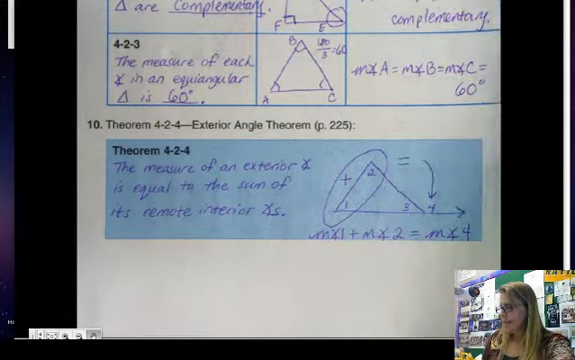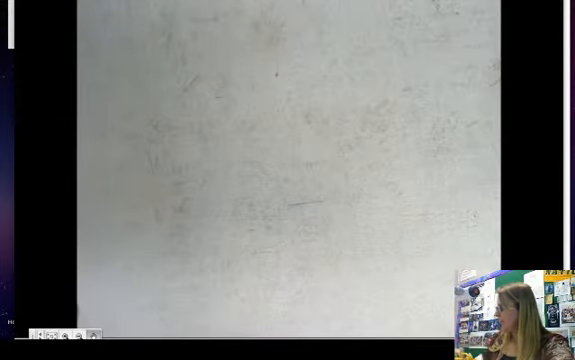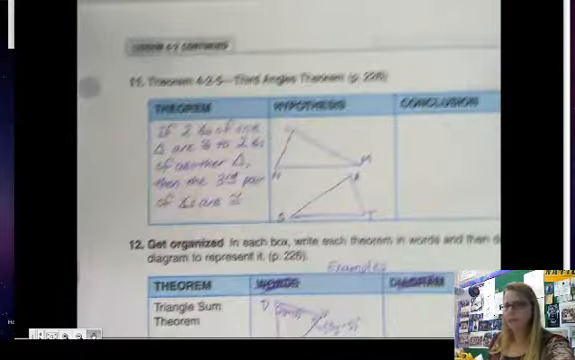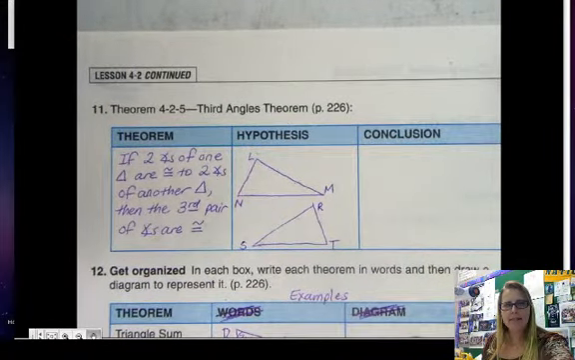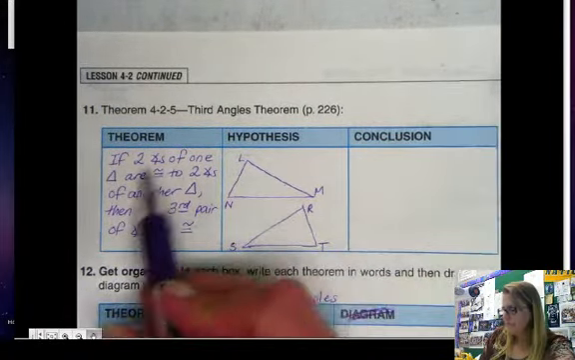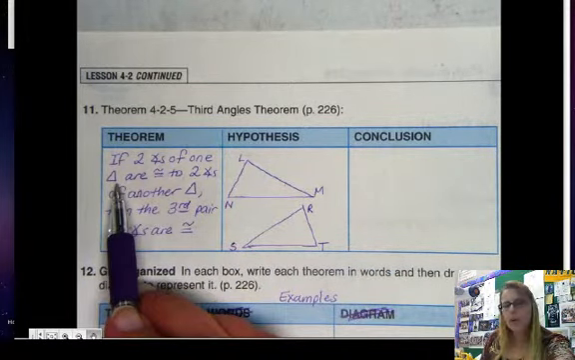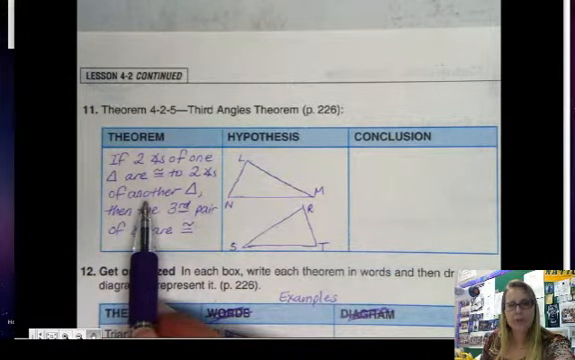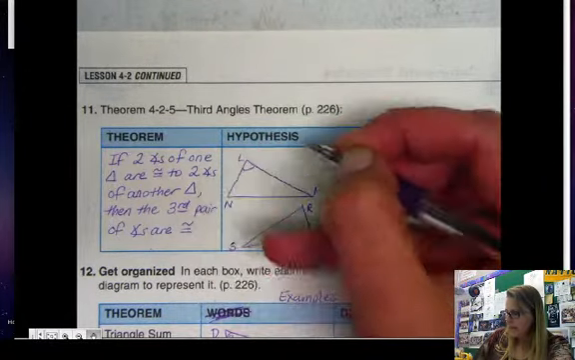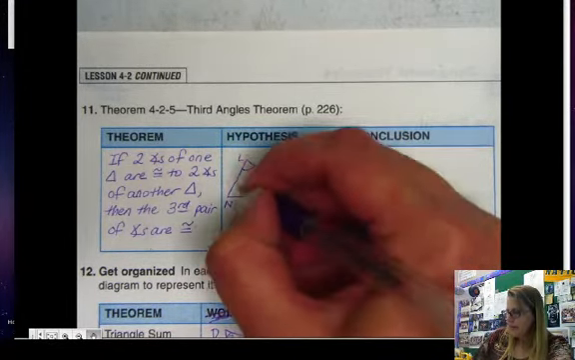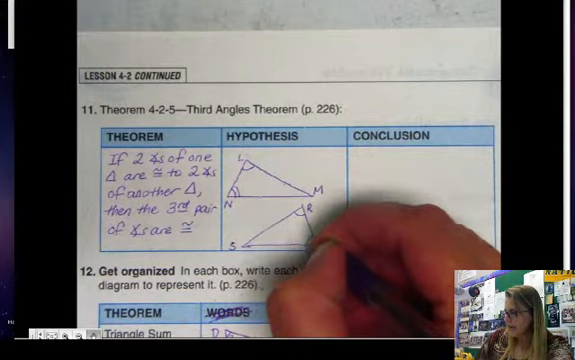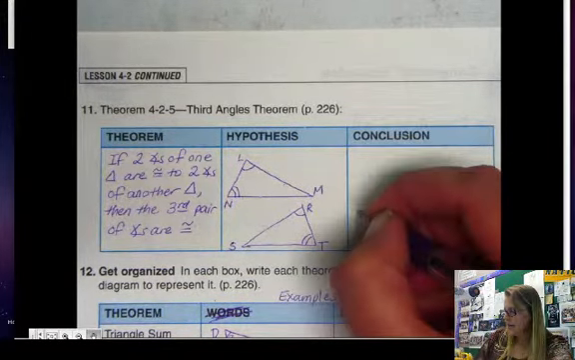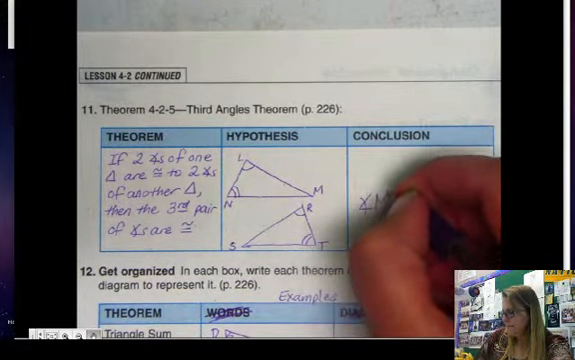And the last theorem of this section is the third angles theorem, which is here. And that says that if two angles of one triangle are congruent to two angles of another triangle, then the third pair of angles are congruent to each other. So for example, if I'm told that L is congruent to R and N is congruent to T, then I know that angle M is congruent to angle S.